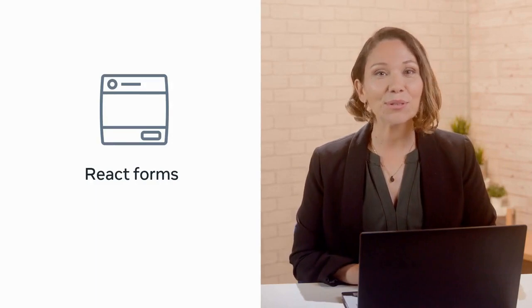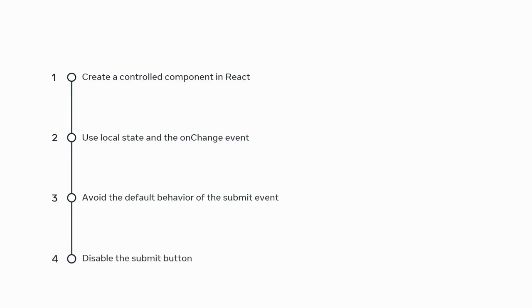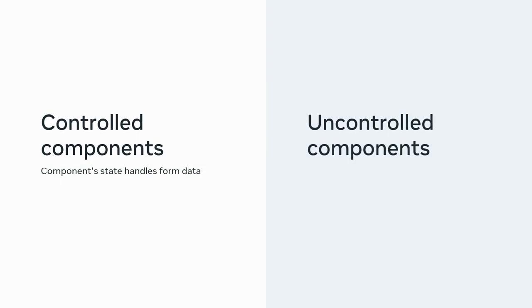In this video, you'll learn how to help Little Lemon by creating a controlled component in React, using local state and the onChange event to update form inputs, avoiding the default behavior of the form submit event, and disabling the submit button when the form is not valid. Recall that controlled components in React are those in which form data is handled by the component's state, whereas uncontrolled components are those in which the form data is handled by the DOM itself.